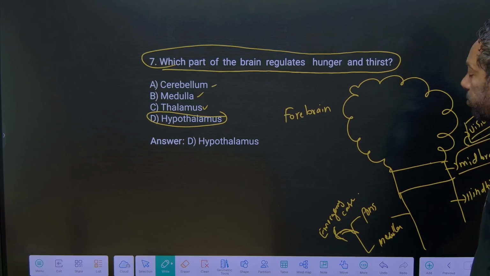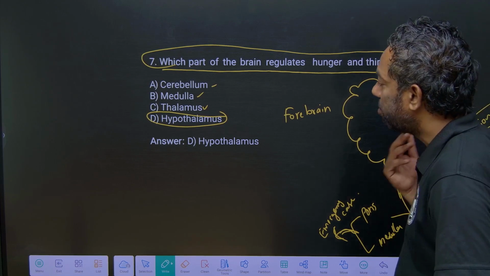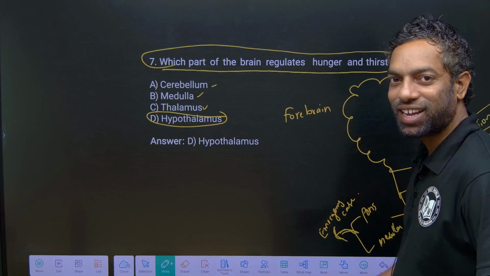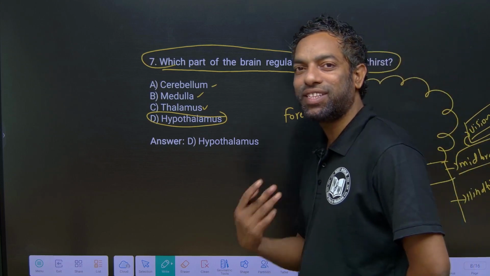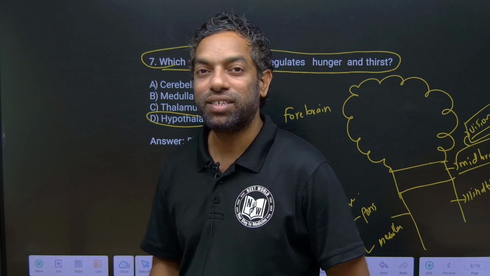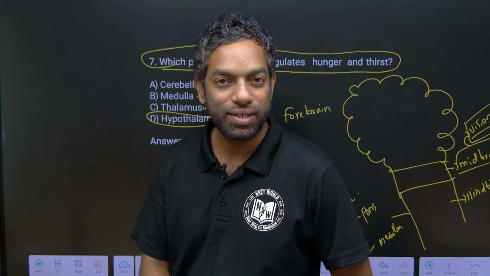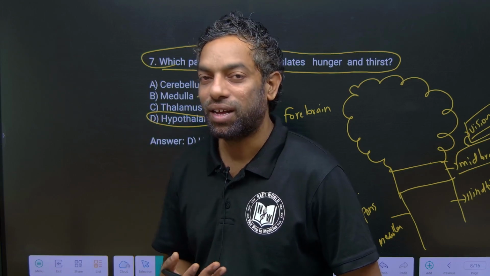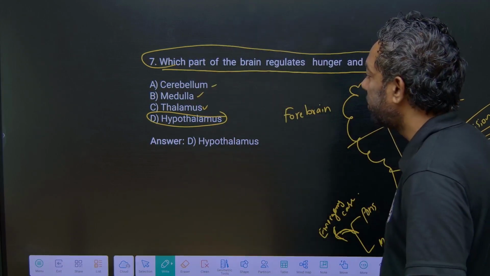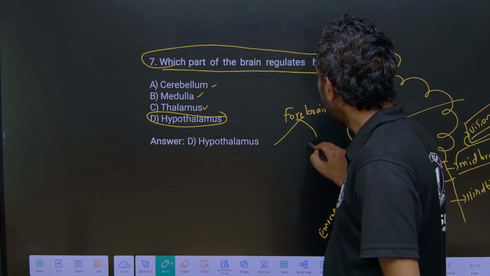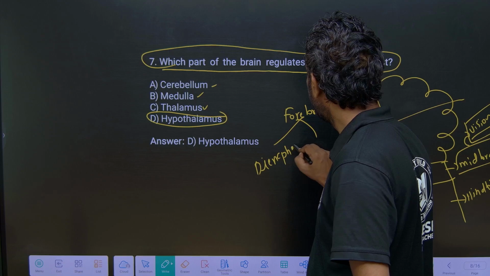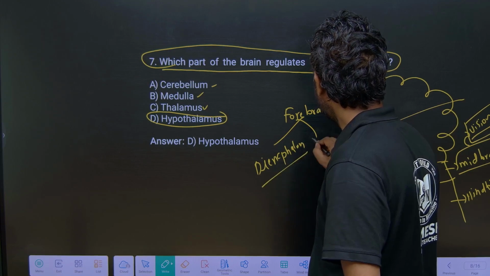And the forebrain is about emotion, hunger, intelligence, analytical ability, character, everything. It is about vision, hearing, motor sensation, sensory sensation, somatic area, regulatory area, everything is there in the forebrain. It has 4 parts. Forebrain mainly has the diencephalon and the cerebrum.